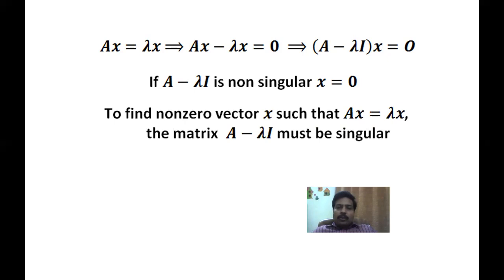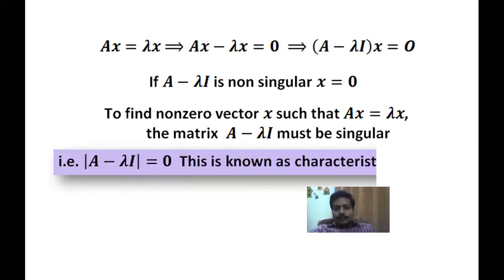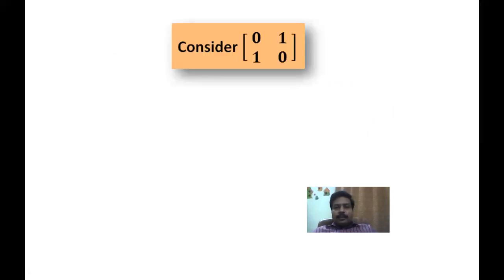So to find a non-zero vector x such that Ax equals lambda x, the matrix A minus lambda I must be singular. That means the determinant of A minus lambda I must be equal to 0. This equation is known as the characteristic equation, and the polynomial determinant of A minus lambda I is called the characteristic polynomial. Let us further view this point through some examples.